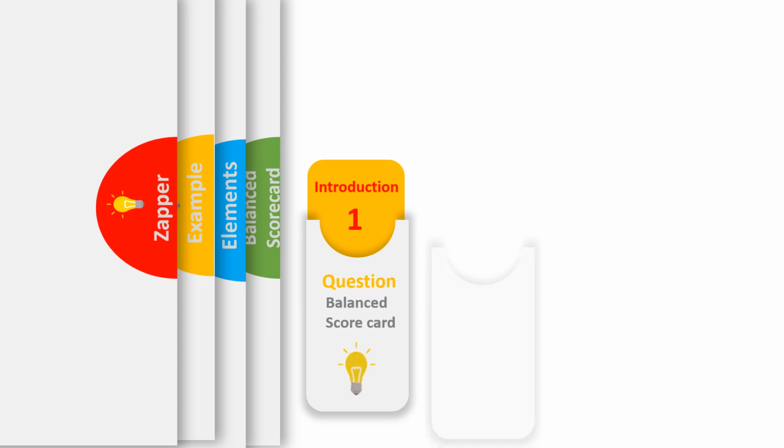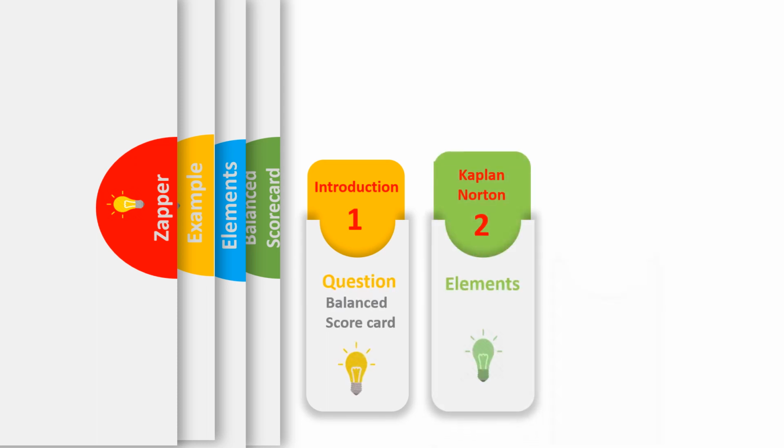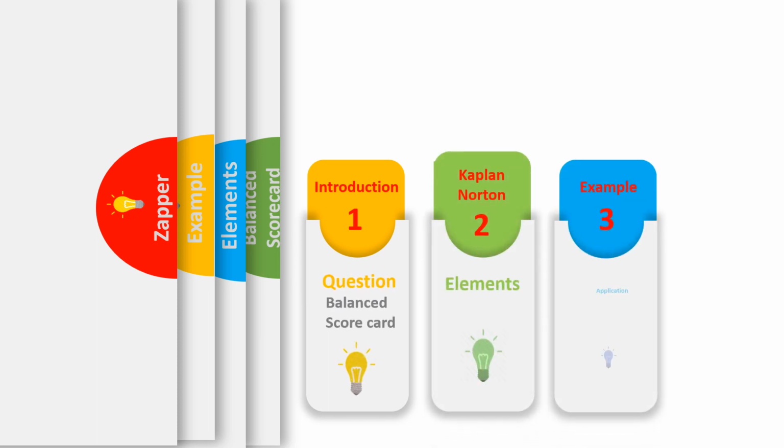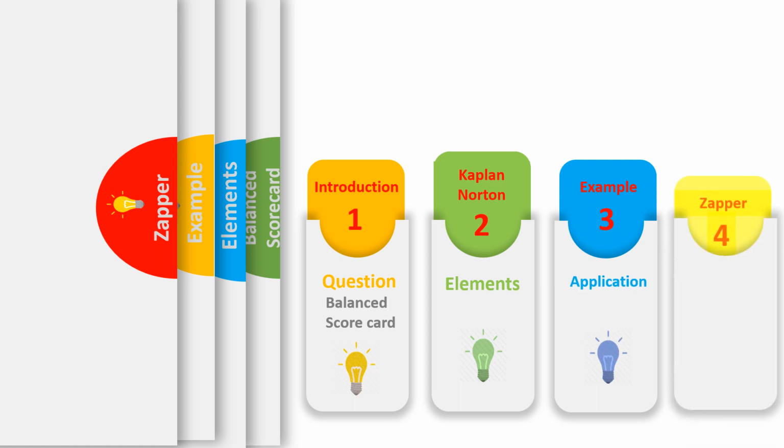And today we're going to be looking at the balanced scorecard, first developed by Robert Kaplan and David Norton. And they came up with four different elements. So we're going to look at the elements next. And then we're going to try and give an example of how this can be applied. And then we're going to once again just measure and mention the Zapper app.